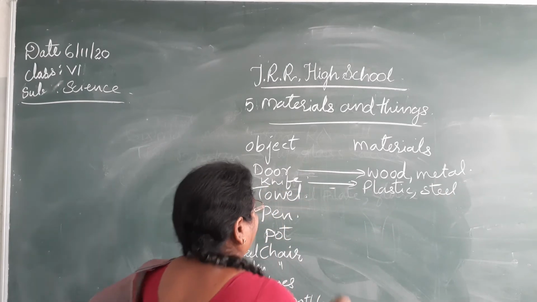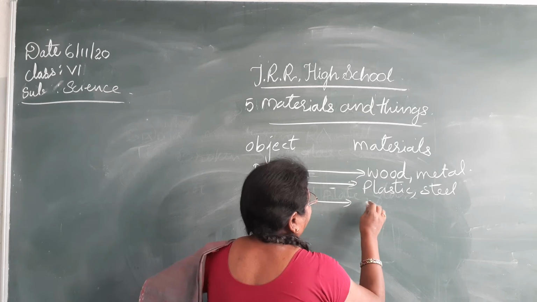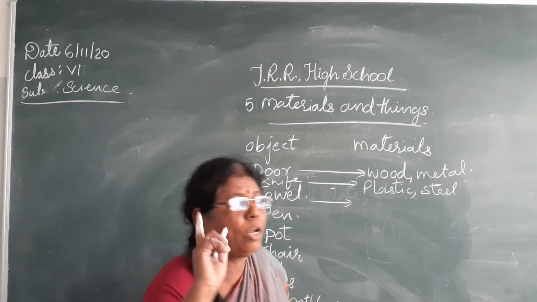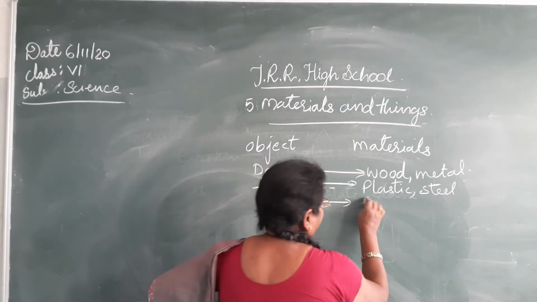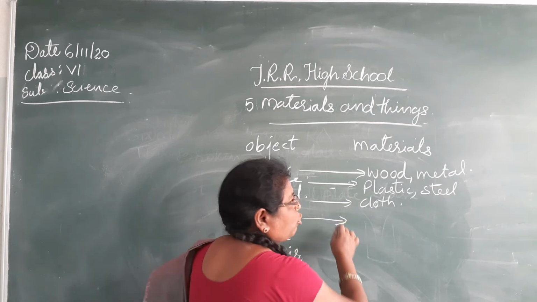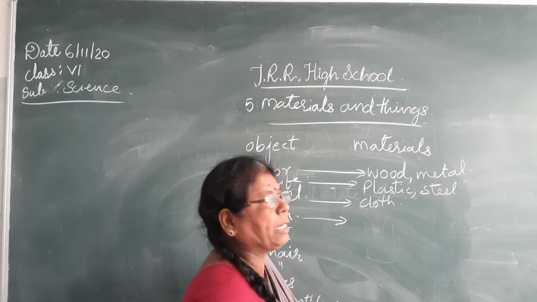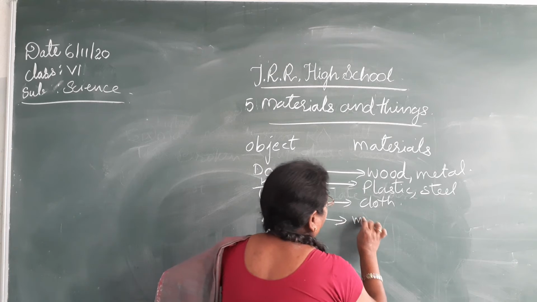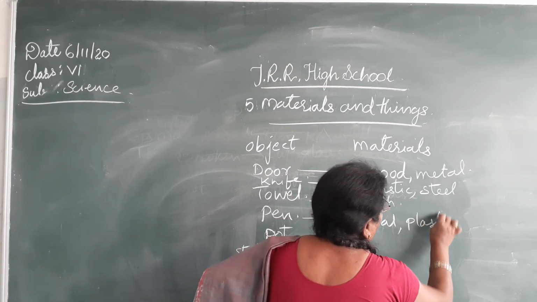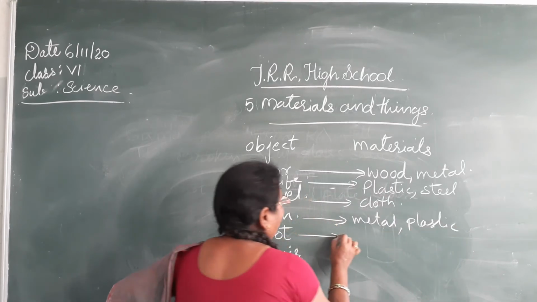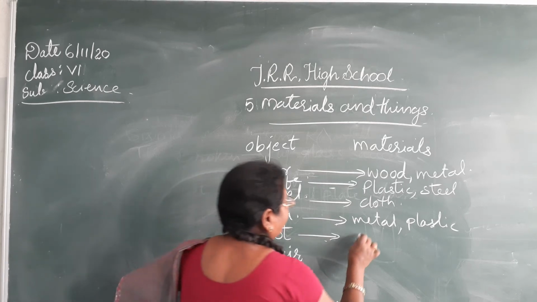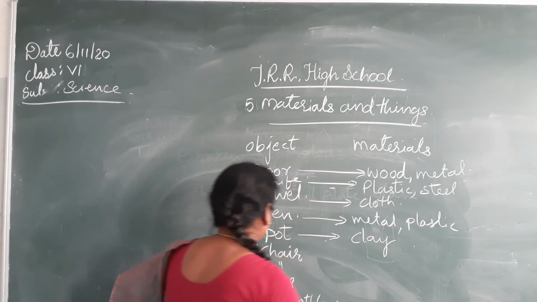Towel, cloth, only fabric. It is made up of only one material, cloth. Pen. Have you seen the cap of the pen, the nib of the pen? That is made of metal. And the body of the pen, plastic, isn't it? Pot. Made up of only one material. What is it? Clay. Clay is used, isn't it?